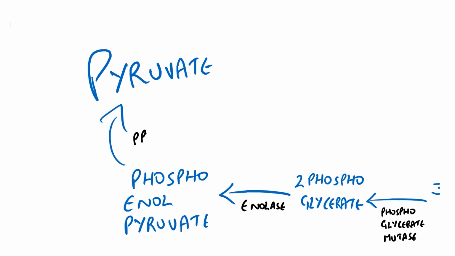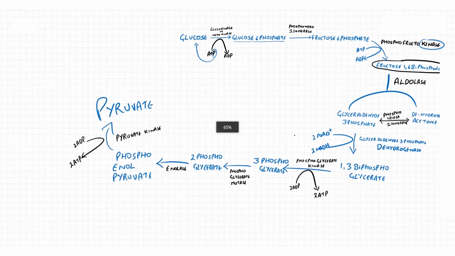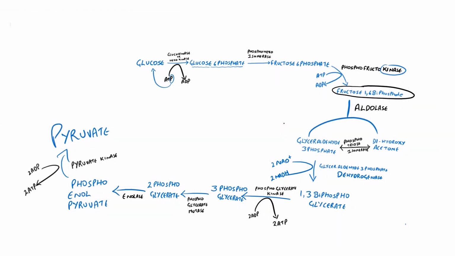Now next is pyruvate kinase. Again kinase, so it means it deals with the phosphate. ATPs are produced. Hope it's not that difficult. Now you can just pause the video and have an overlook on this.